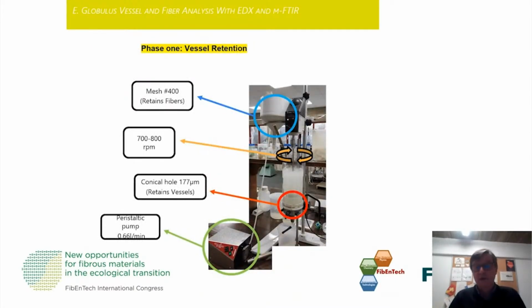We devised a 2 steps closed system with recirculation. First, we concentrated the vessels within the recipient, within the Britt jar, as we can see here, with a screen of 177 micrometers to retain the vessels. The recirculation retained the fibers that passed through the screen in a screen of mesh 400.